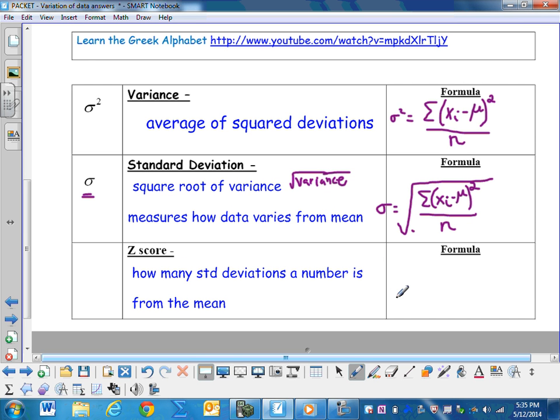We'll also be calculating z-score. A z-score tells how many standard deviations a number is from the mean. So you could represent standard deviations with a little sigma here. All right, so z is equal to the data element x sub i minus mu divided by the standard deviation, or sigma.